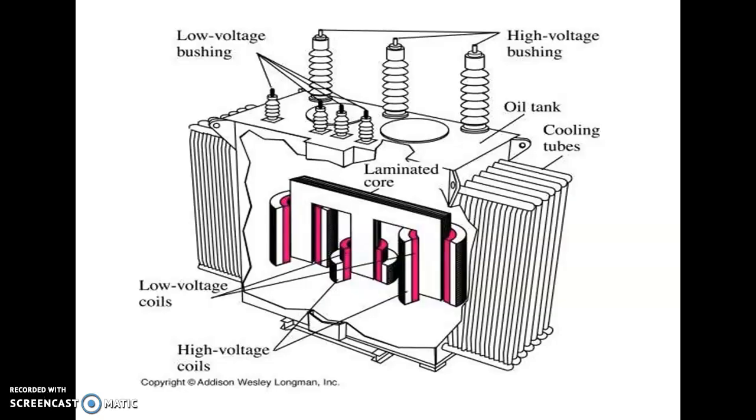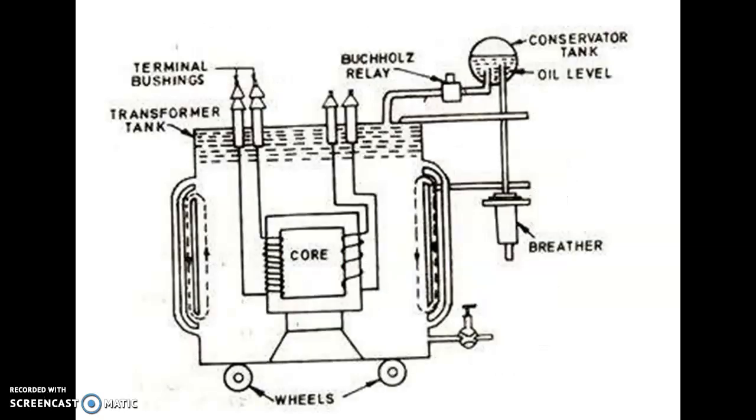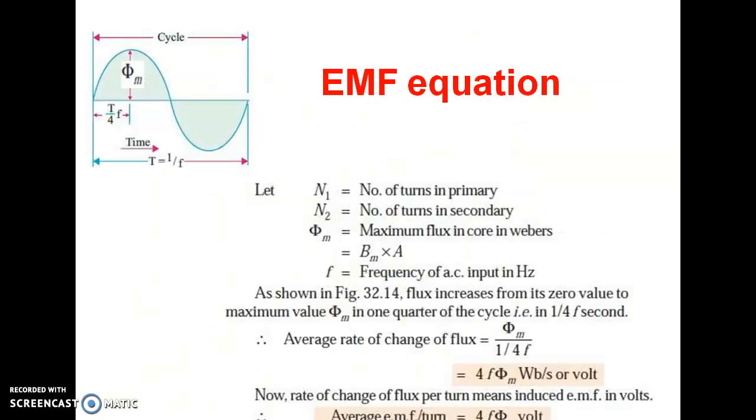This is the structure of a transformer. Low voltage bushings, high voltage bushings. These are called oil tank, cooling tubes, laminated core, low voltage coils, high voltage coils. This is a construction diagram of a transformer: conservator tank, Buchholz relay, bushings, transformer tank and transformer core, breather wheels.